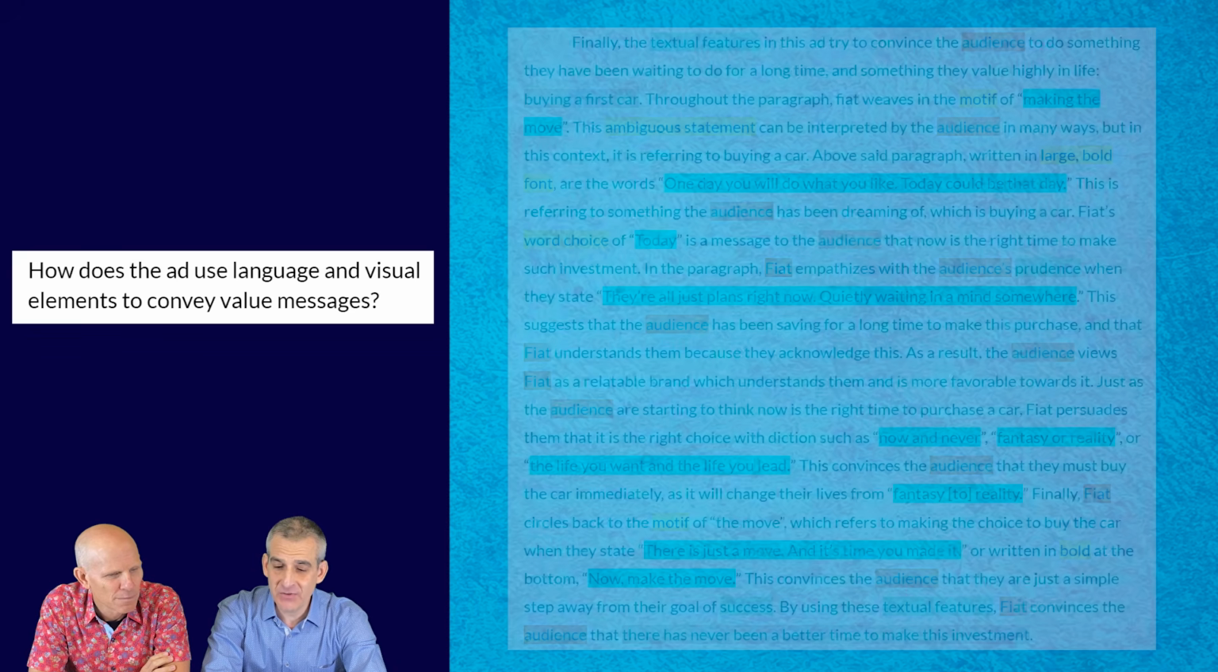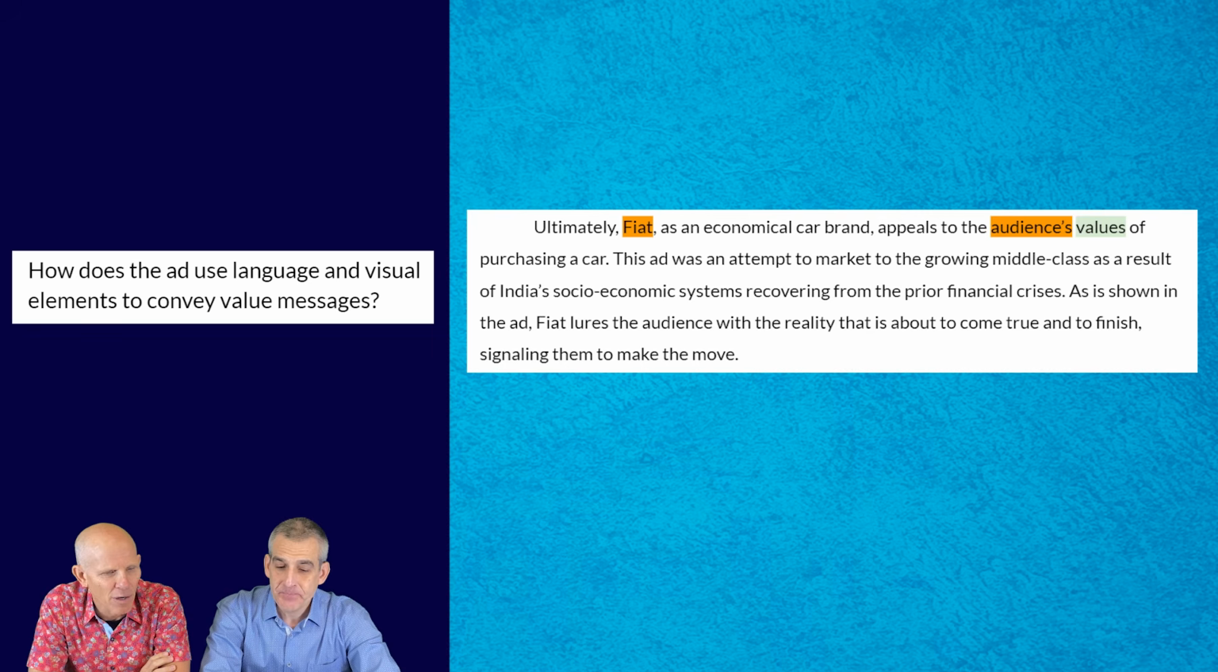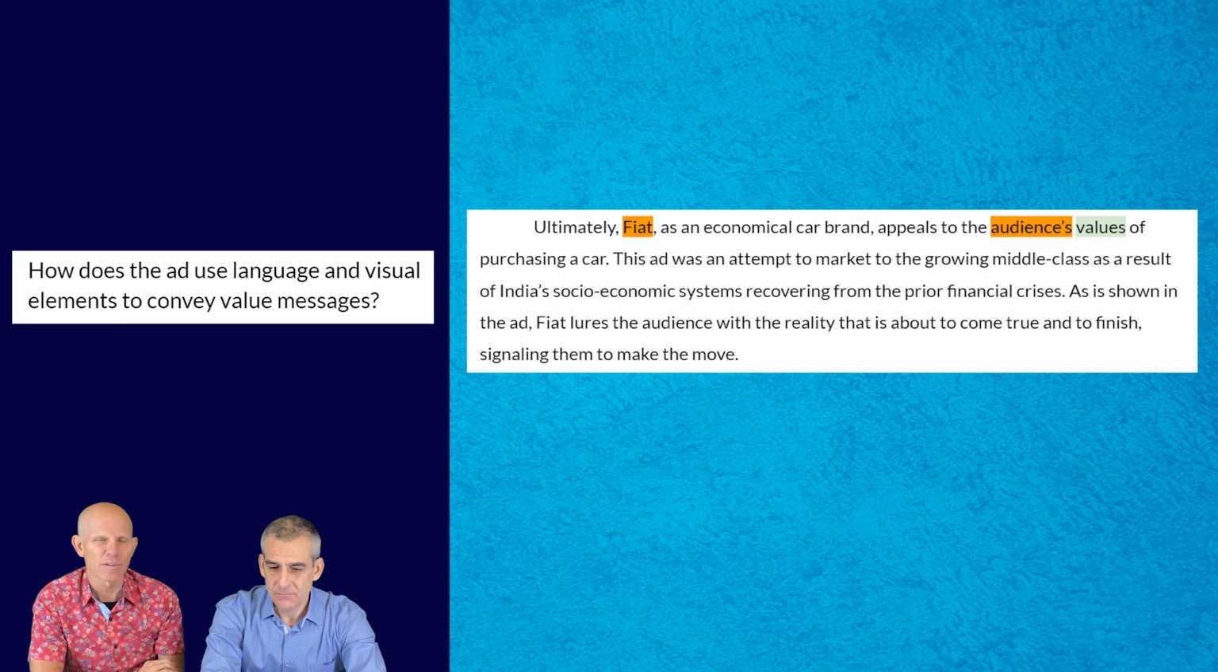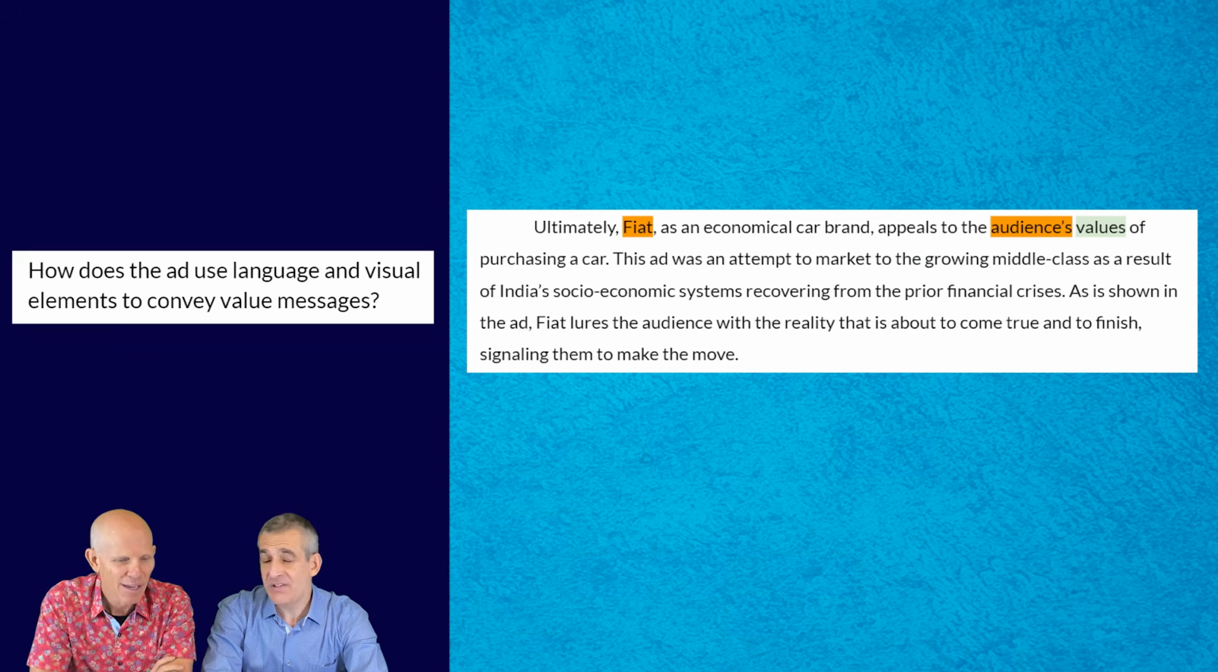We do see a brief conclusion. What do you notice there, Giles? Again, they're going back to the value. They're going back to the value of buying a car. They're also really thinking about India and the growing middle class. I think it's a vital piece of information, and I'd be looking for that. Me too. And they do a good job.